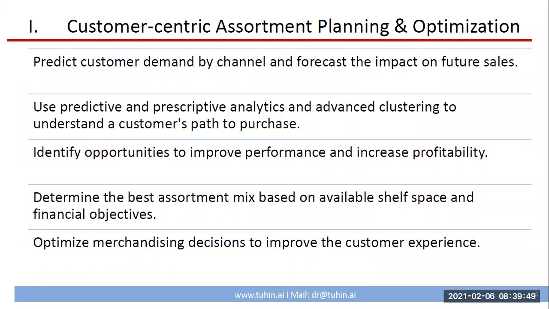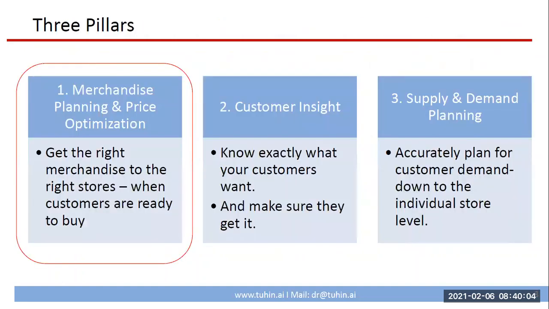The first thing within merchandise planning and price optimization, which I discussed in the last class, is all about customer-centric assortment planning automation. Each and every word is important, customer-centric. As I said, these three pillars are interrelated. Without the right demand forecasting, you cannot have the right product. Without the right customer insight, you cannot have the right demand. Without these two, you cannot have merchandise planning. You don't know what particular product is required and at what price point it would be sold.